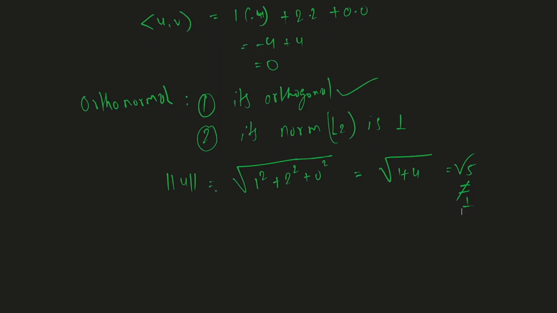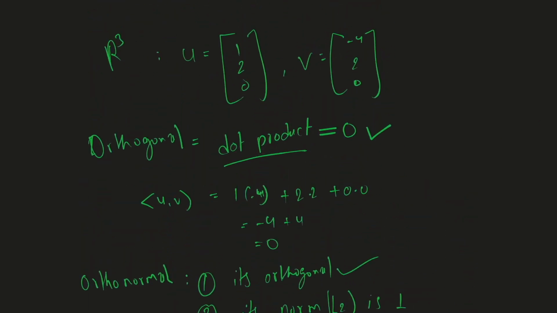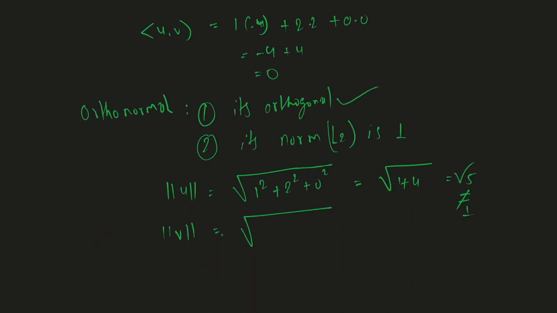Now I could just skip v, but for the sake of it, let's do it. For v, the norm would be from -4, 2, and 0. That would be -4 squared plus 2 squared plus 0 squared. So this is going to be 16 plus 4, so this is going to be 20. Now 20 again is not equal to 1, so this is not orthonormal. Although they are orthogonal in nature, they are not orthonormal.